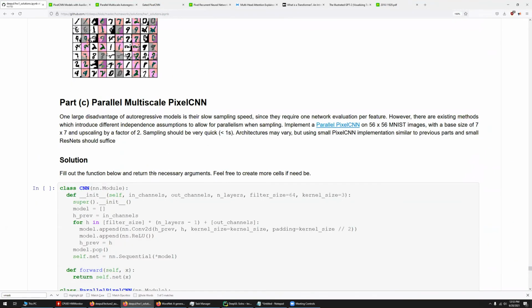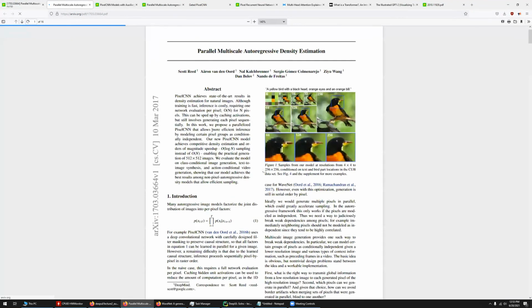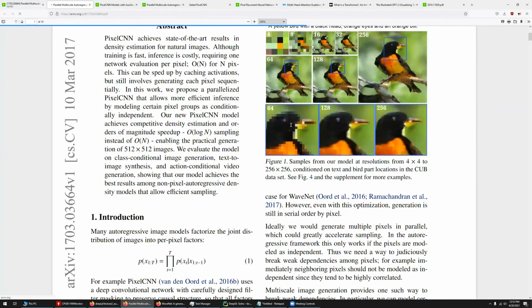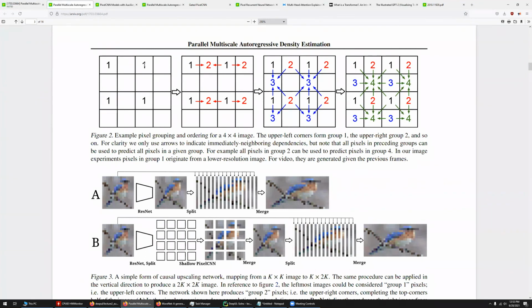Yeah, and this is the parallel pixel CNN paper, and I didn't look at the code of it, but basically what they're suggesting is that instead of going pixel by pixel, you make regions, and you assume that there's dependence like these. So this one covers what I was talking about.